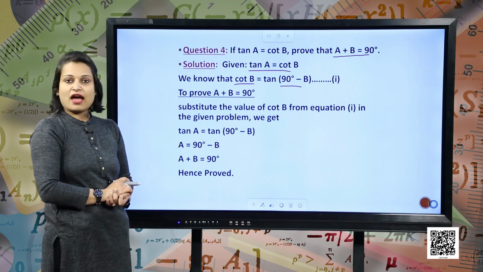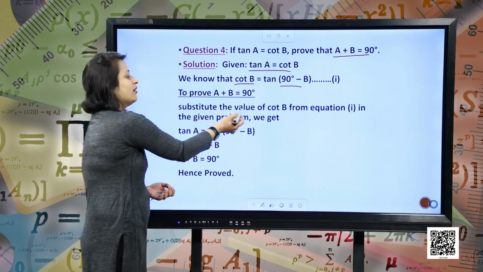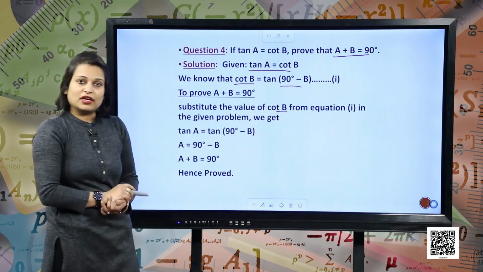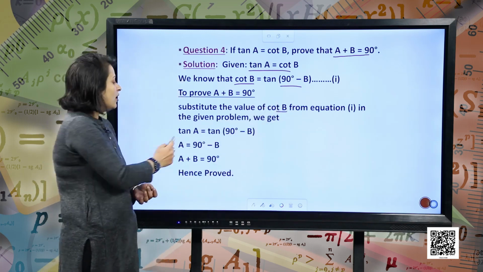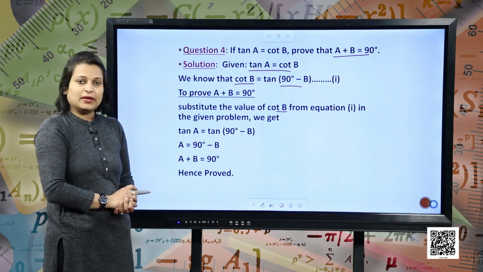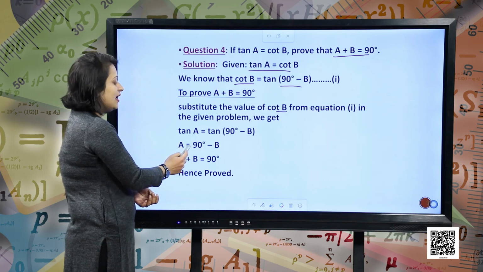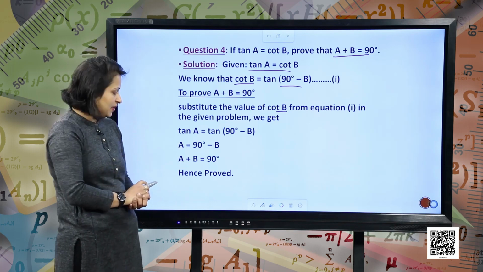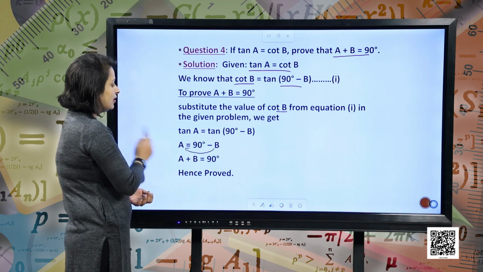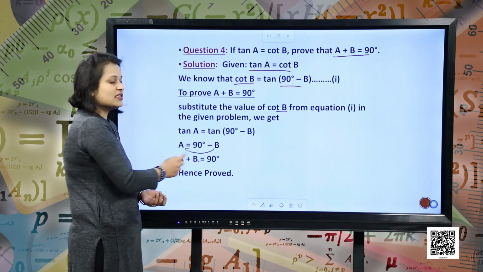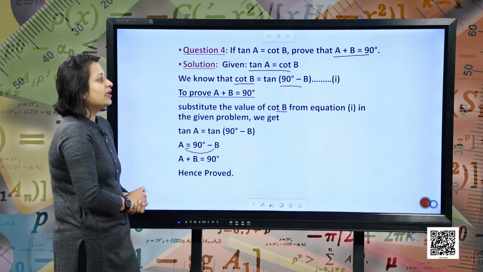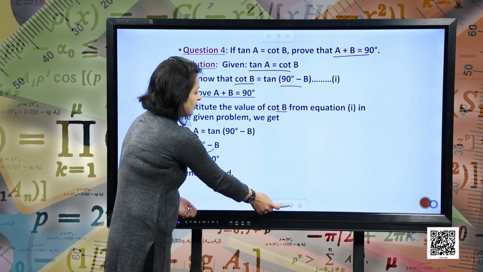For this what we have to do? Simply substitute the value of cot B from equation 1 in the given equation. So what will you get? Tan A is equal to tan of 90 degree minus B. So we can write A is equal to 90 degree minus B. Here just simply A plus B is equal to 90 degree. So we have proved that A plus B is equal to 90 degree.